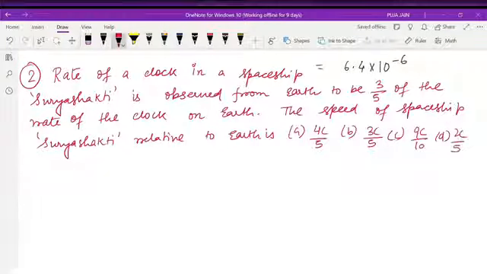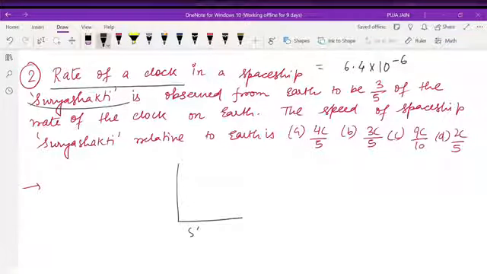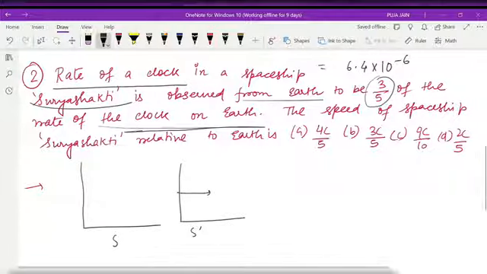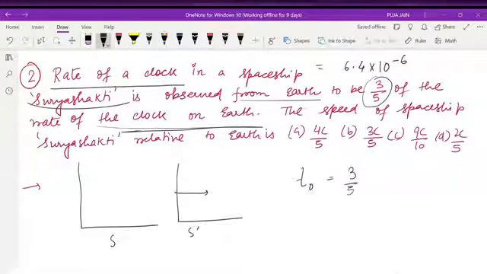Now you understand the question. What is it saying? The rate of a clock, that is the time, in a spaceship Surya Sakti. Spaceship Surya Sakti means our S dash frame, the spaceship, because this is moving, right? And our Earth is the S frame, which is the rest frame. Now it is observed from Earth, that is from the rest frame, to be 3/5 of the rate of the clock on Earth. That means T naught is equal to 3/5 T, right? Because T naught is what is observed in our rest frame. Here our rest frame is Earth. So T naught equals 3 by 5 T.